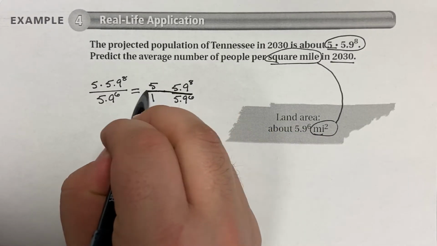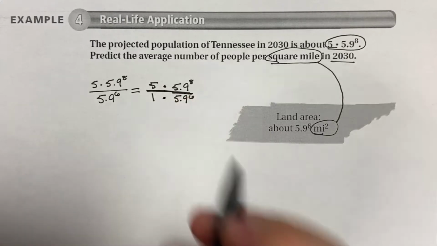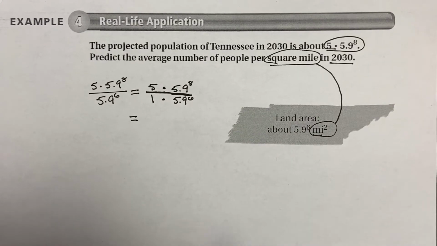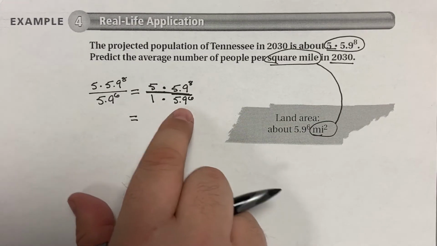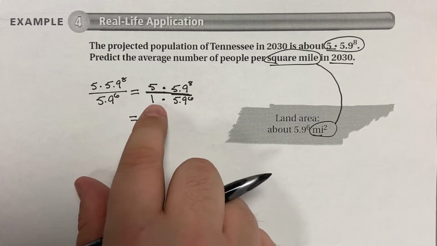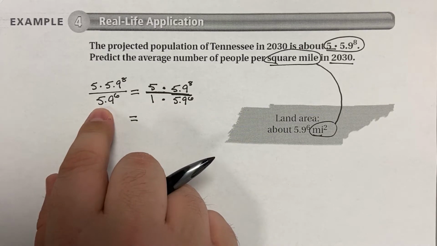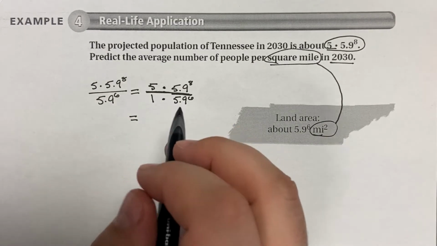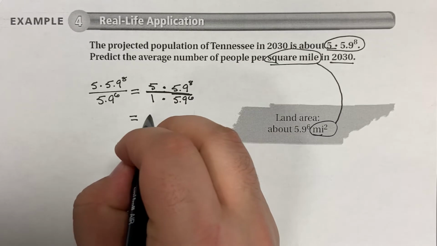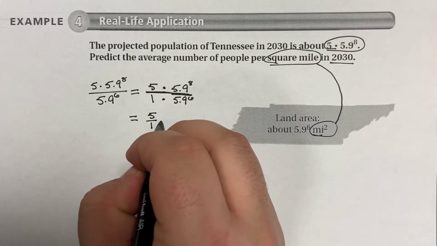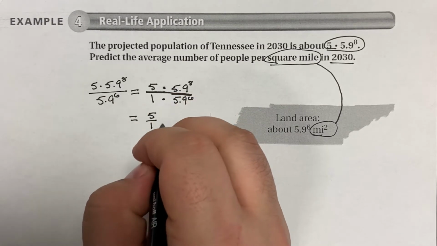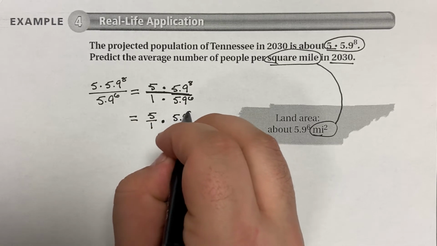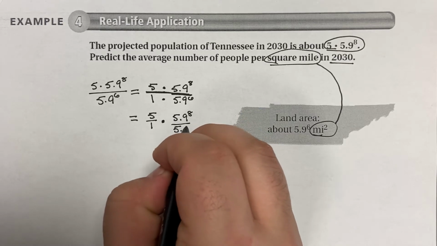Actually, a better first step visual might look like this. I can break it apart that way. I wanted to make sure I was being absolutely clear that the 1 times 5.9 to the 6th is the same thing as 5.9 to the 6th. I didn't change anything yet in the numerator. So if I do this, it means the same thing as 5 over 1, because technically I have two fractions multiplied, broken apart: 5.9 to the 8th and 5.9 to the 6th.